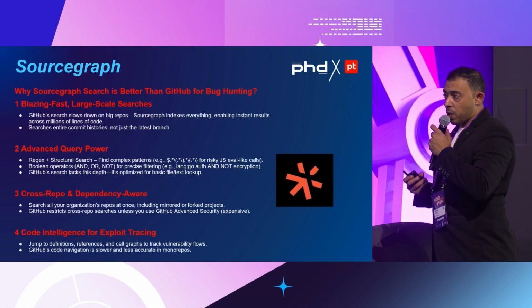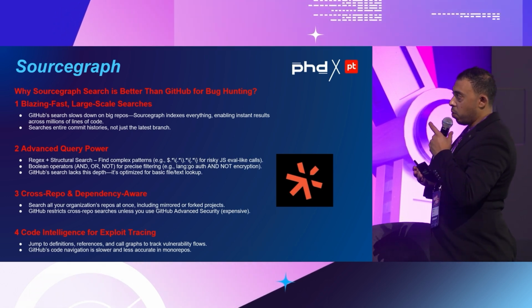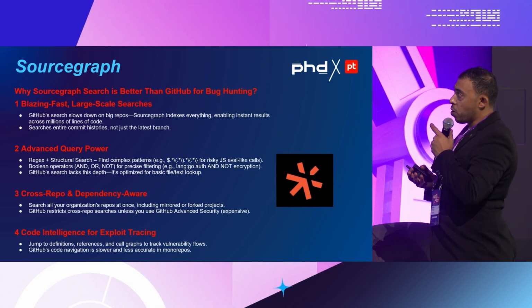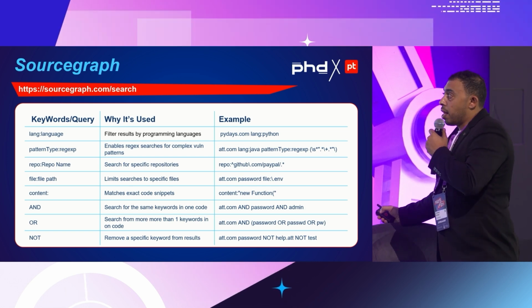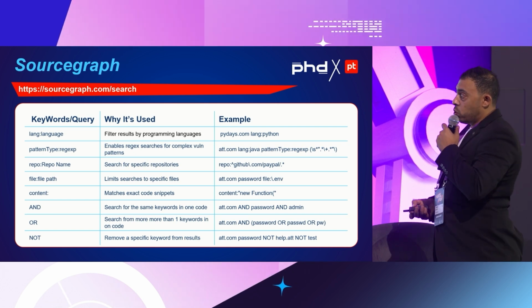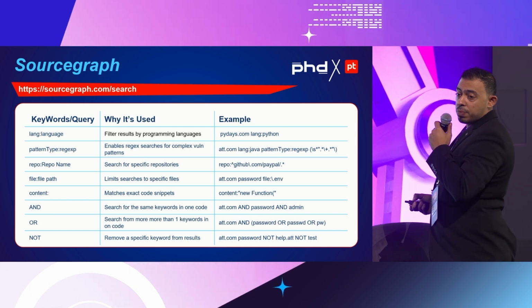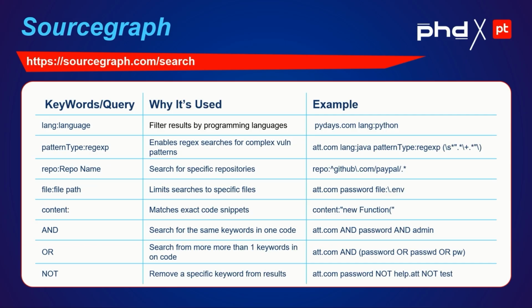And here, when I tried to compare Sourcegraph with GitHub and other websites, this is the result that I got. I'm going to explain it now. Here we have the keywords and the queries, why they're used, and an example for each. Here we have lang, which means we're looking for a specific language to filter the code by language. Like if I want to look for domains.com, then I want just the Python code, lang:Python.